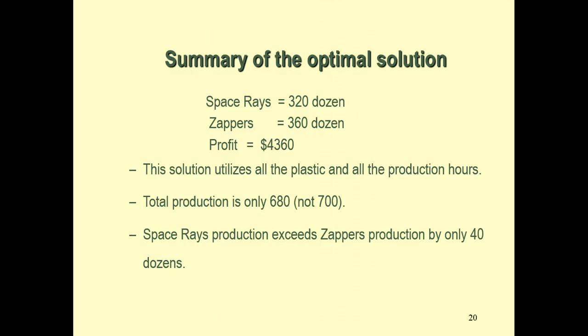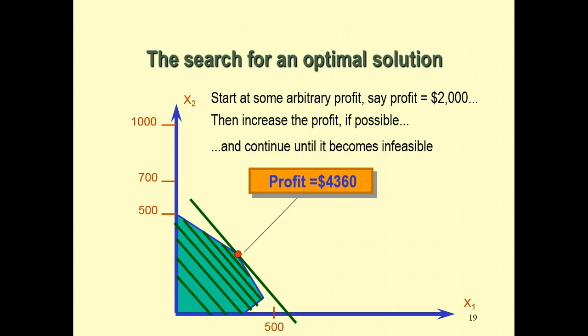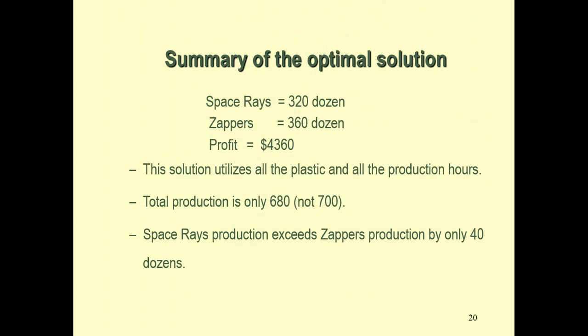Now, the optimal solution is that point, and I'm not going to figure it out. We can solve for those two lines and see where they intersect. I'm not going to do that anymore. I can tell you, though, that point is 320 this way and 360 that way. It's 320 x1 and 360 x2. If I plug that in, that gives me a profit of 4,360.